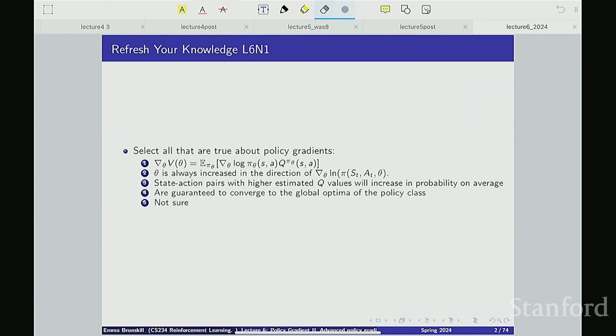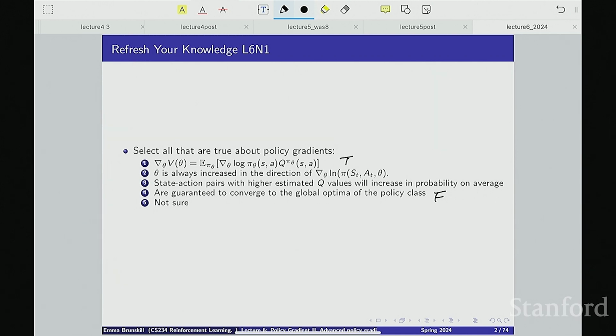All right, let's go ahead and go through these. So everybody said the last thing was false, which is correct. It is not guaranteed to converge. They're not guaranteed to converge to a global optima. They're just guaranteed to converge to a local optima of the policy gradient space. The first one is true.